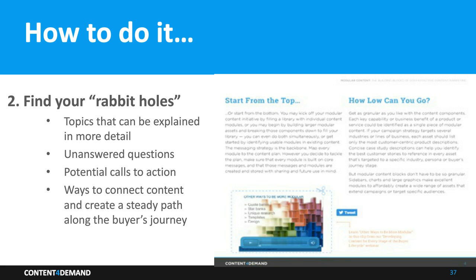So as you're trying to identify your rabbit holes, try and pinpoint topics in your content, as you go through the creation process, that may be explained in more detail. Identify follow-up questions that your buyers may have while they're reading the content. And of course, always think about the action that you want your buyers to take after they finish reading your content. So again, let's go to our example of the modular content Gbook that we created.